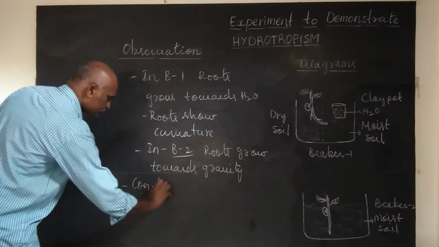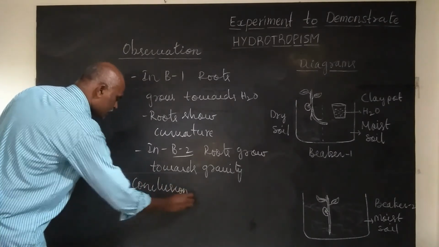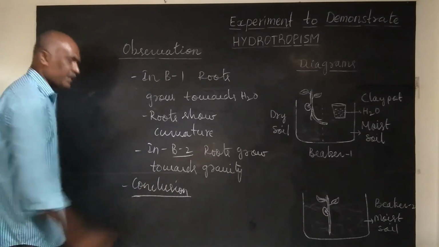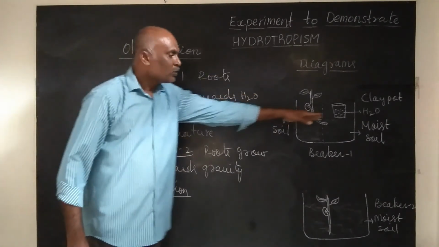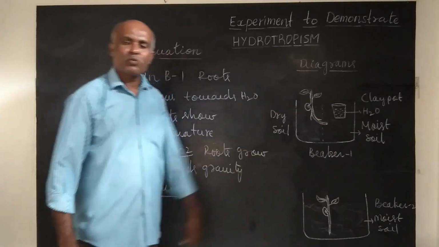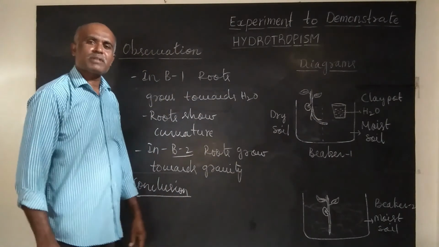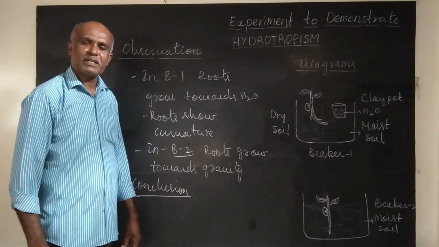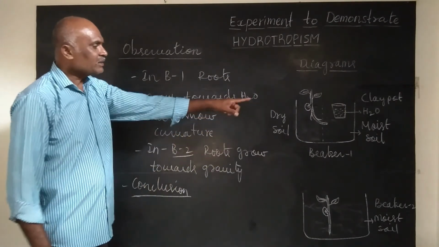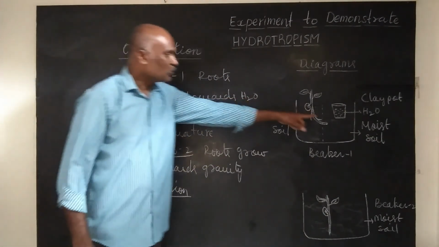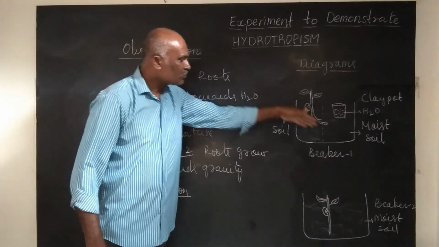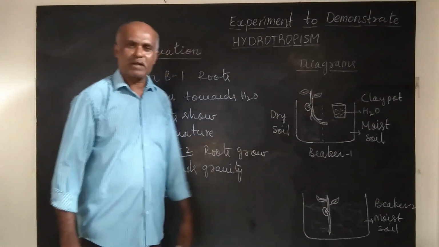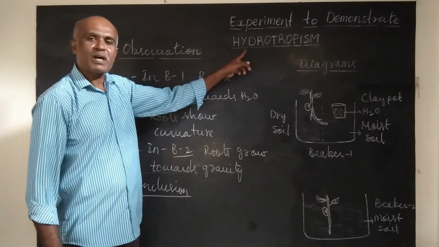So let us conclude. Based on this experiment, we can conclude that roots grow towards the source of water. So for the growth of plants, water is required. Here the stimulus is the source of water. The response is growth of roots towards the source of water. So that is what is hydrotropism.